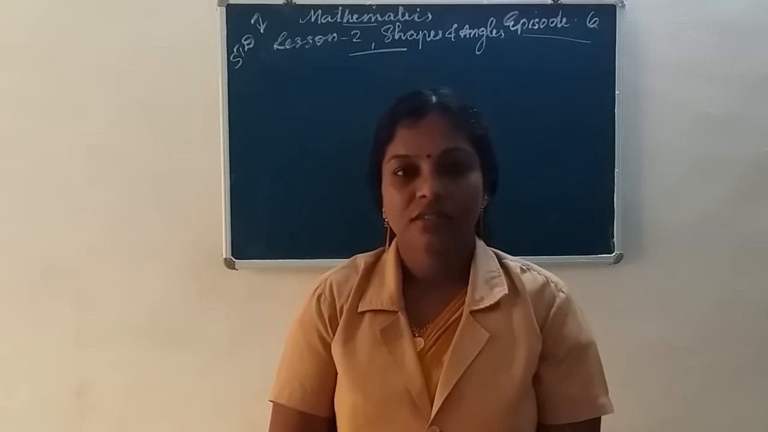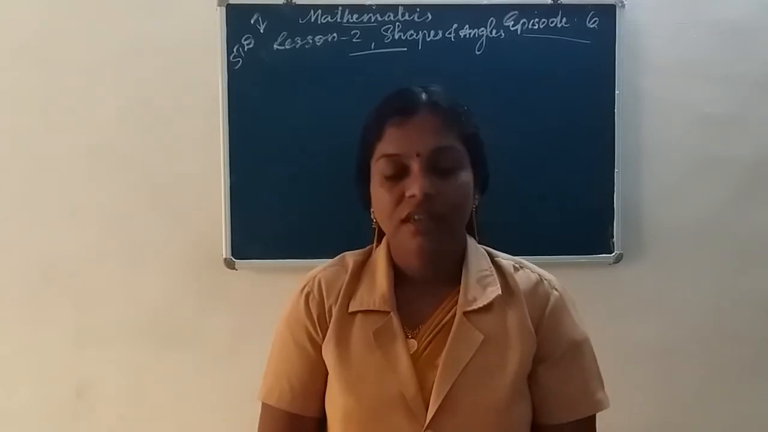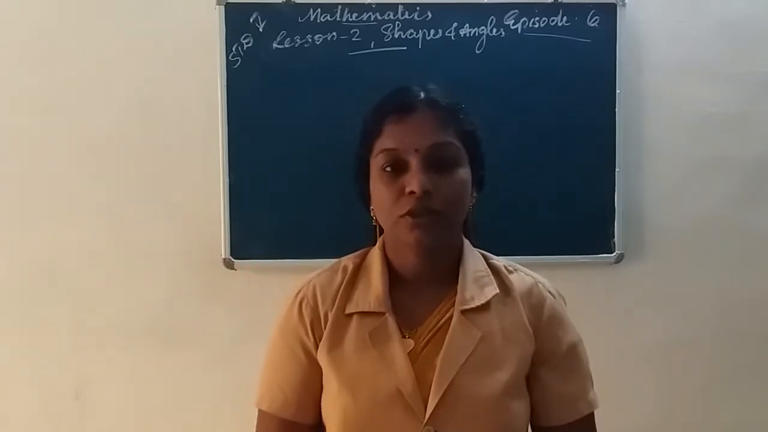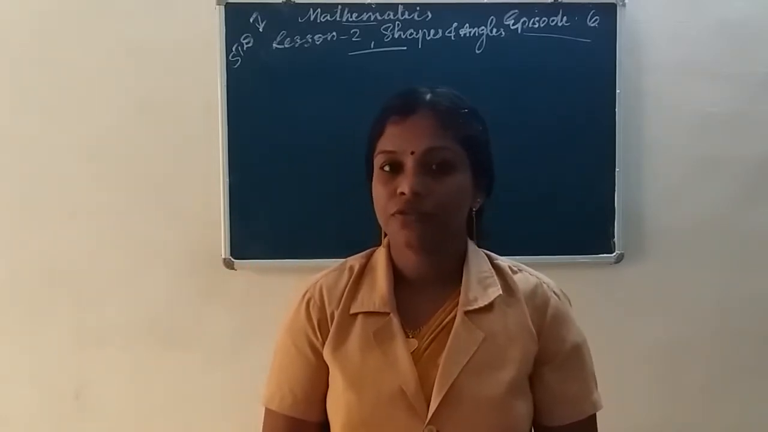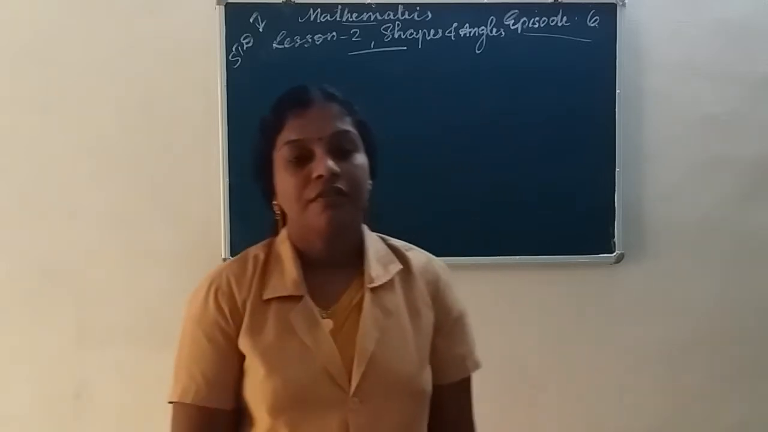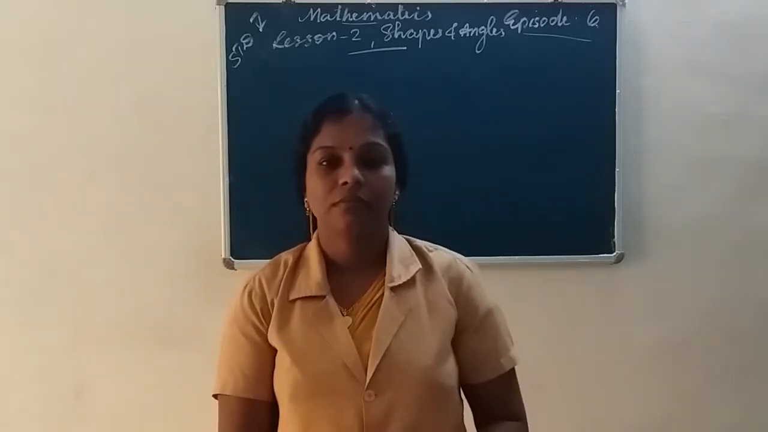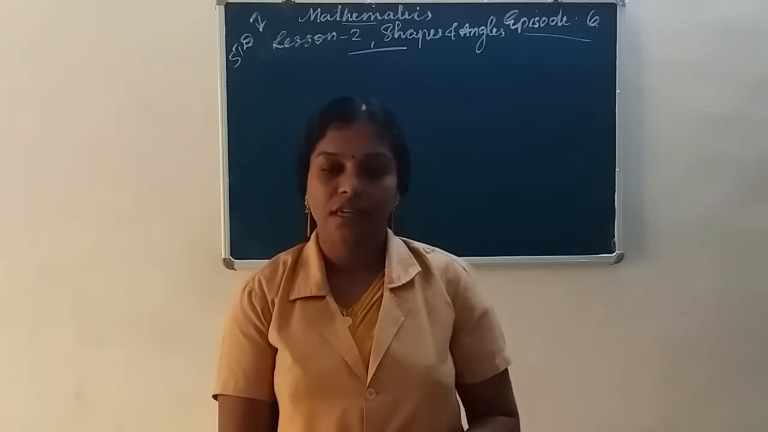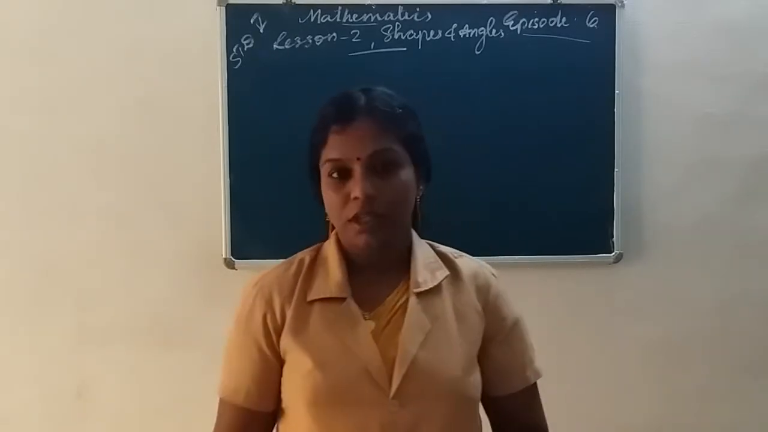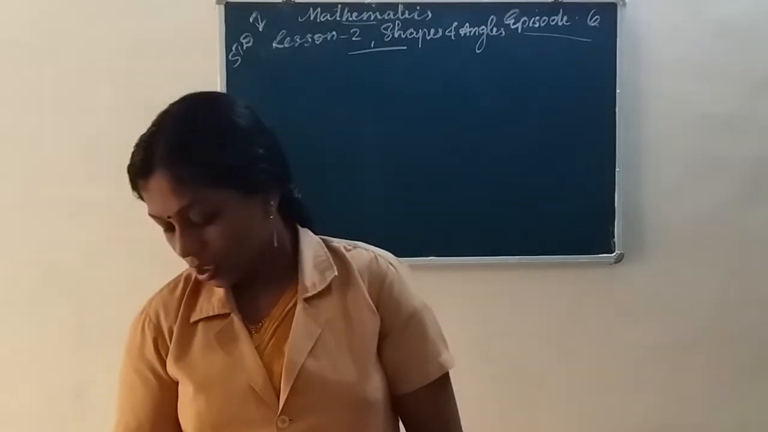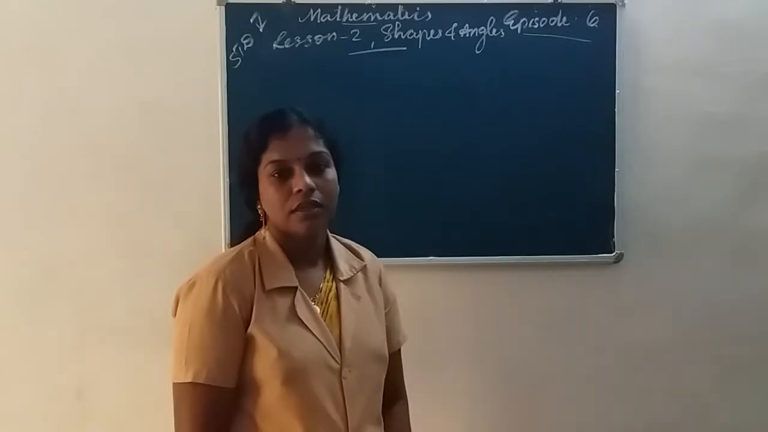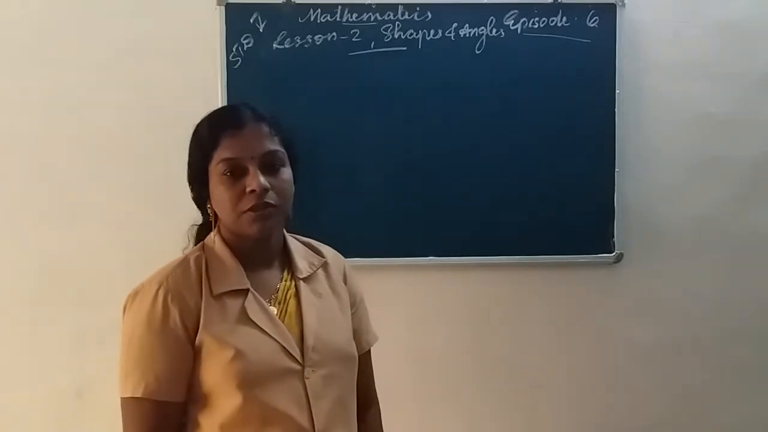The last class, or in the previous class, we discussed some terms in geometry. What is geometry? It's a branch of maths. In this chapter, we learned some terms, that is shapes and angles. In shapes, there are two types: closed and open shapes. And in angles, how many types of angles are there?